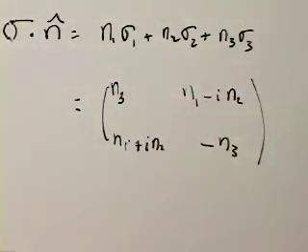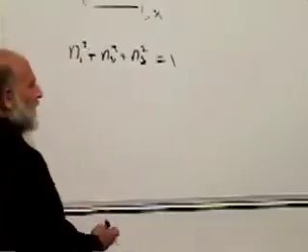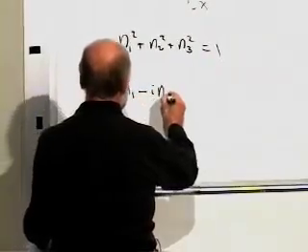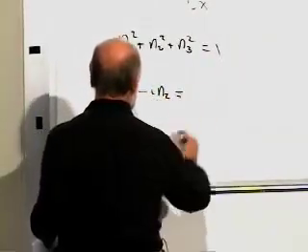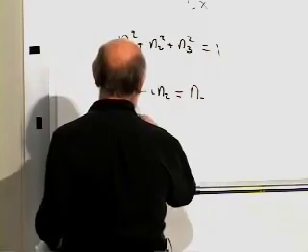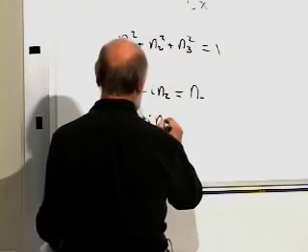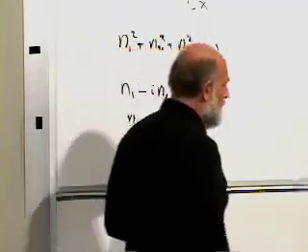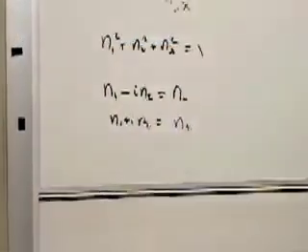And I'm going to just make a little notation. I may or may not use it very much, but it's a standard notation to write that n1 minus i n2 is equal to n minus, and n1 plus i n2 is equal to n plus. Just definition. Okay.